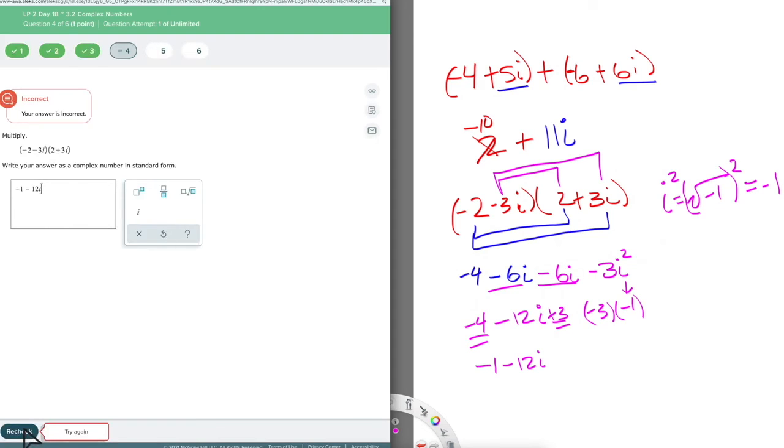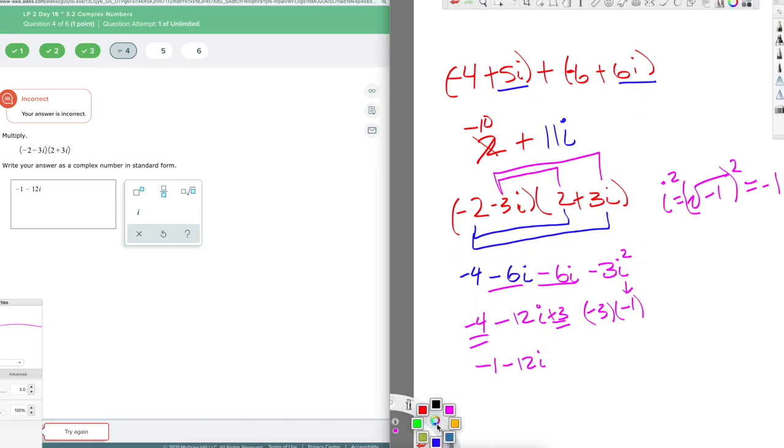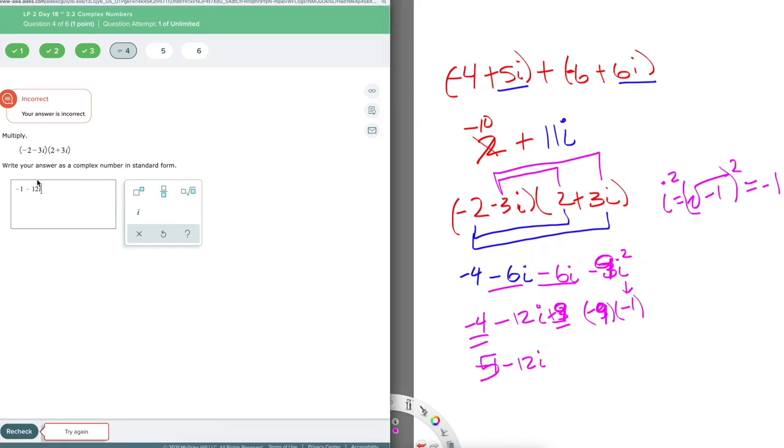Uh-oh, what did I do? Let's go back and make sure I didn't mess up any of the pieces here. -2, +2, -3i, +3i, -4, -6i, -6i. Uh-oh, I see what I forgot to do. 3 times 3 is not 3, it's 9. Silly person that I am. So this should be 9. And this should also be 9, because -9 times -1 is 9. And then this becomes +5. Oof. Getting too busy talking here and not paying attention.